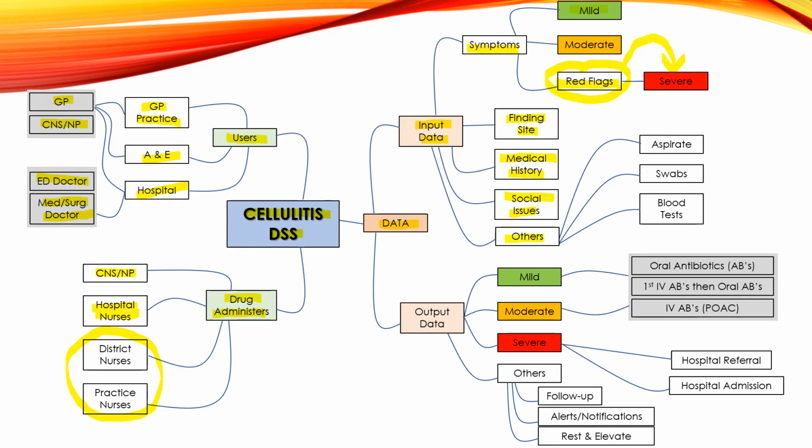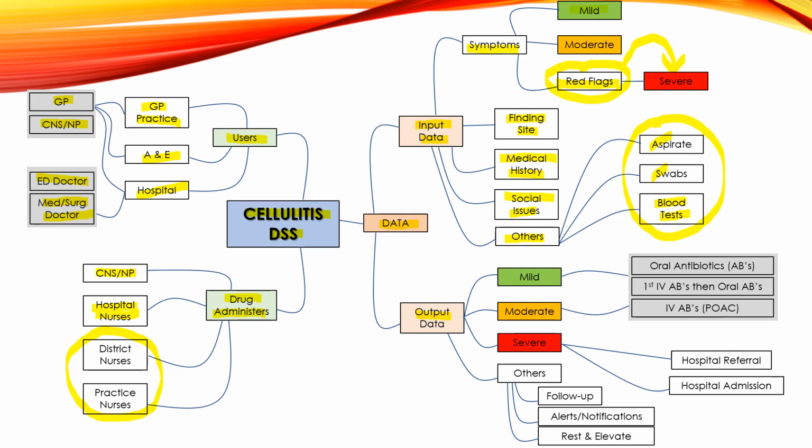And others, usually for mild cellulitis, you won't need any other blood test, you won't need any other test, but sometimes cellulitis can mask other diseases like necrotizing fasciitis or gout, and that's when these other tests come in, like the aspirate or the swabs when there's like an oozing pus coming out, and blood tests. They usually search for your white cell count or the inflammatory markers.